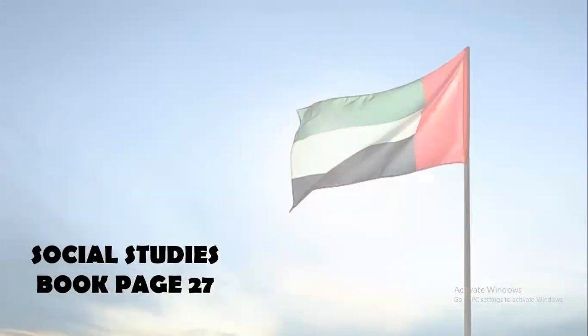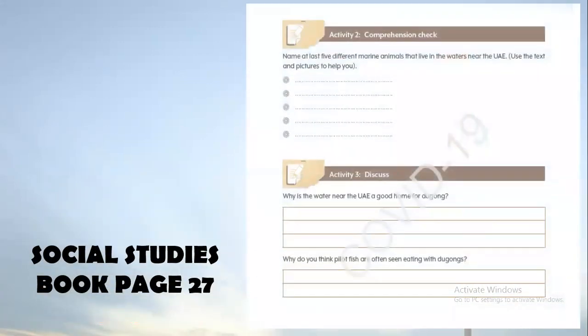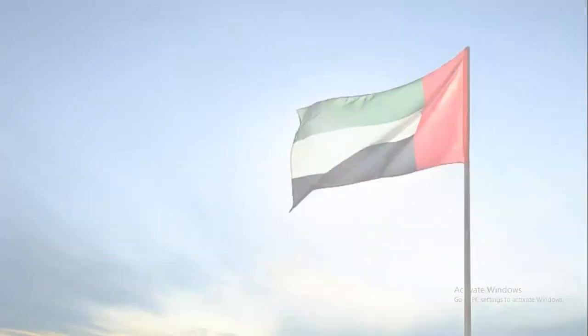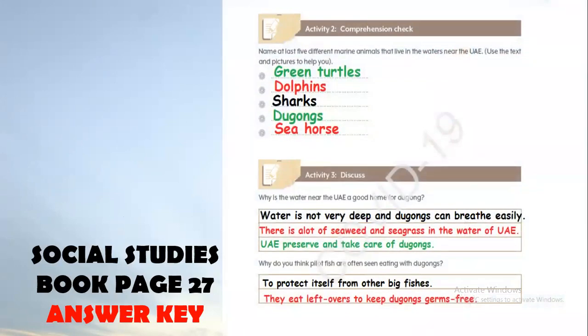Then you will move forward to your social studies book, page 27, and there are two activities. The first activity is the comprehension, in which you will name at least 5 different marine animals that live in the water near the UAE, and you can also take help from what I have already taught you. Then there is the activity 3, in which you're going to discuss with your mom or with your brother or sister why is the water near the UAE a good home for dugong, and why do you think pilot fish are often seen eating with dugongs. And you can also take help from the answer key here in the next slide.